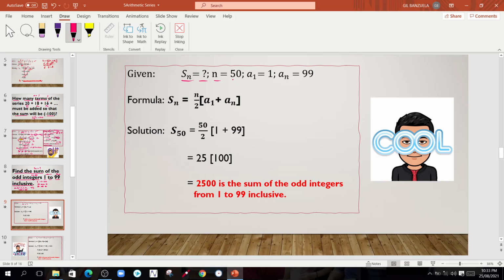Tapos, again, na-explain ko na sa inyo kung bakit 50 yan. Kasi sa counting numbers na 1 to 100, there are 50 even and 50 odd numbers. Ayan. So, yung first term natin kanina, 1, at yung last term natin, 99. Okay? So, yan yung gagamitin natin. So, kung mapapansin niyo guys, present yung first term and yung last term. So, therefore, we can use the second formula. Ayan. So, sobrang dali lang.